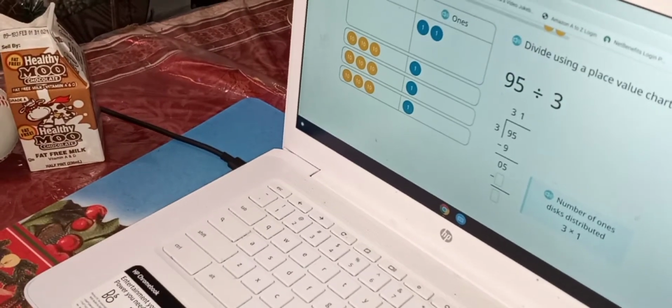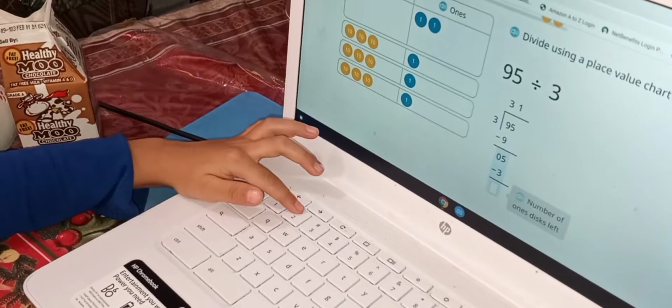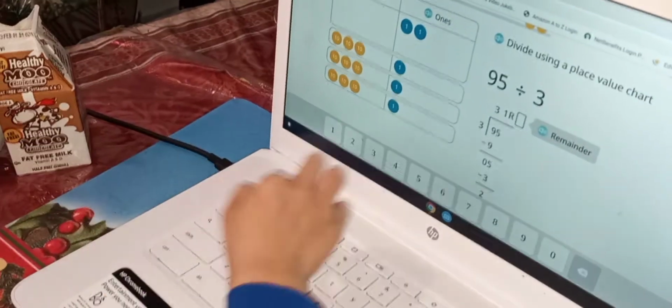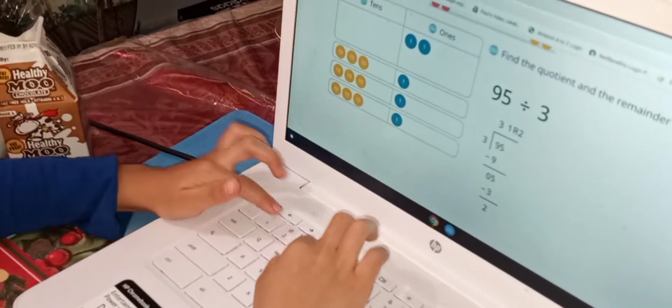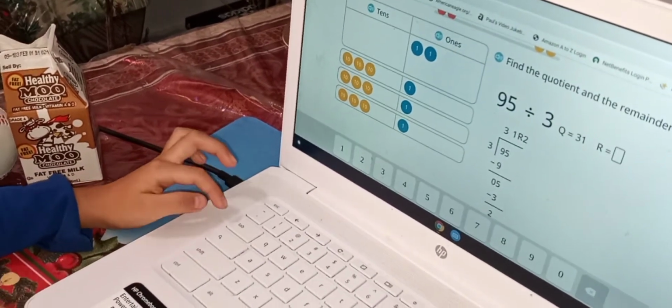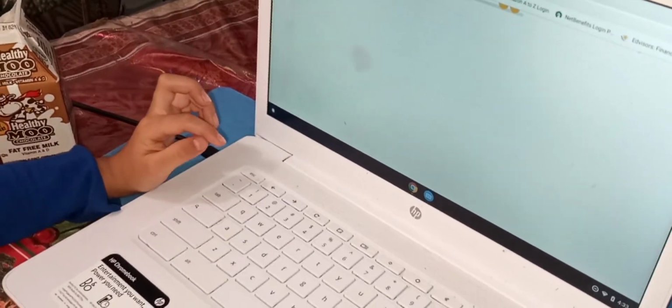So what's the answer? 3. 5 minus 3 is 2. And that would be your remainder, because you cannot divide 2 by 3. That's why you put it as the remainder. 31 is the quotient. And the remainder is? 2. Very good.